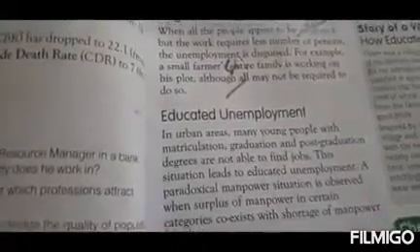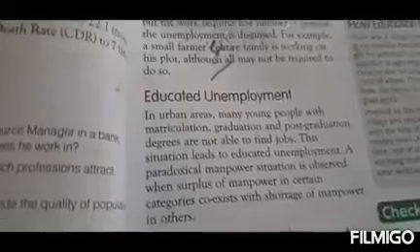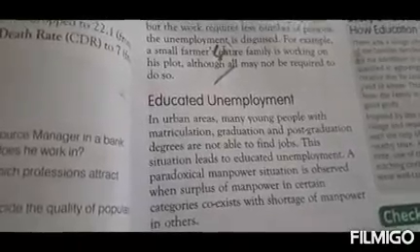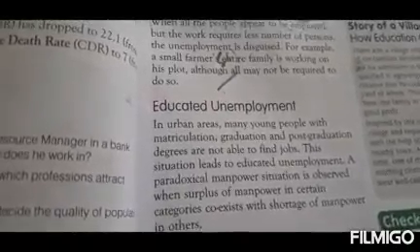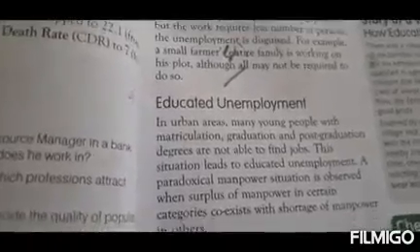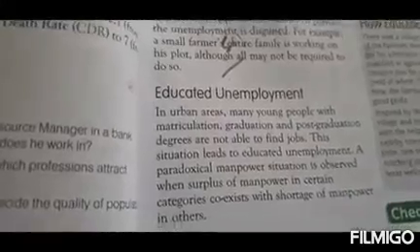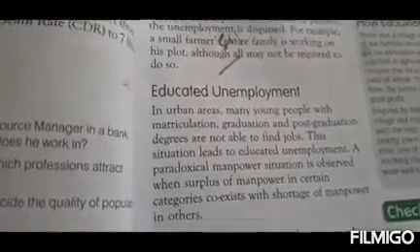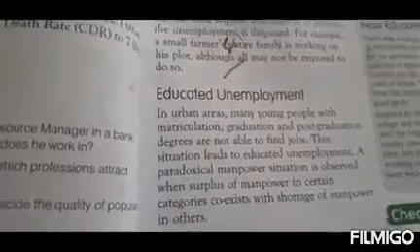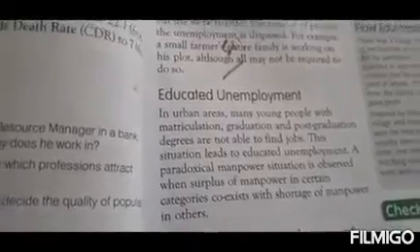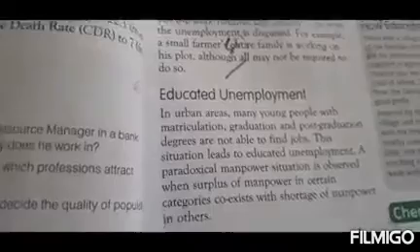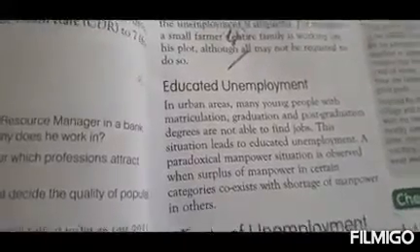Next is educated unemployment. This usually happens in urban areas, where many young people are matriculates, graduates and postgraduates, holding so many degrees, but still they are not able to find jobs. So this kind of unemployment is known as educated unemployment.